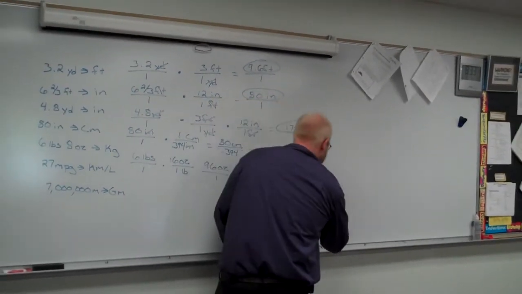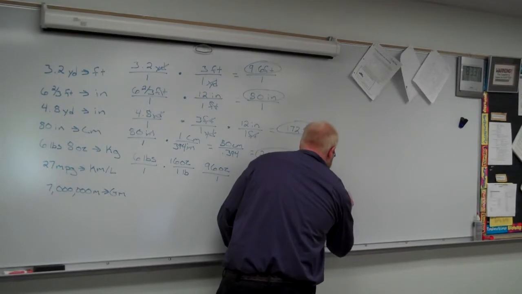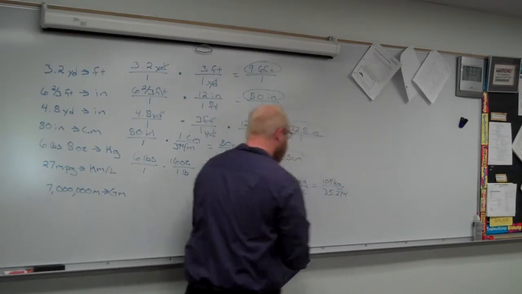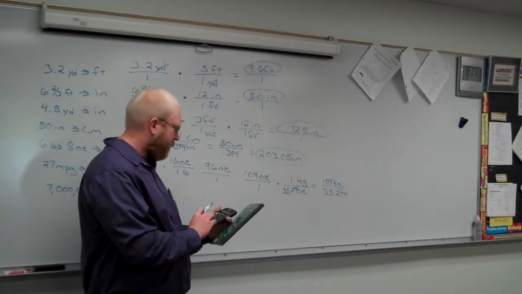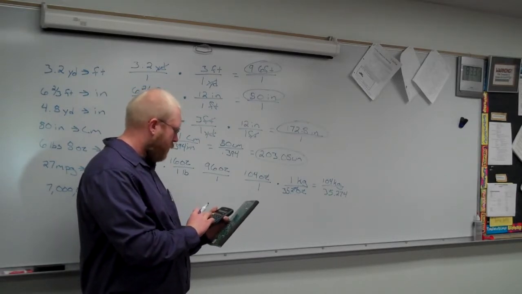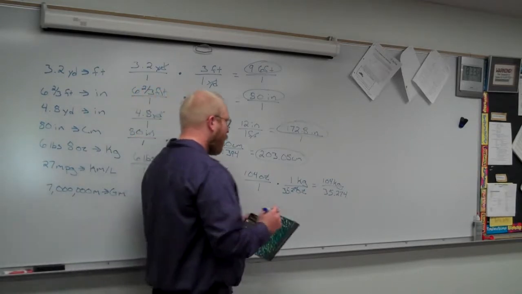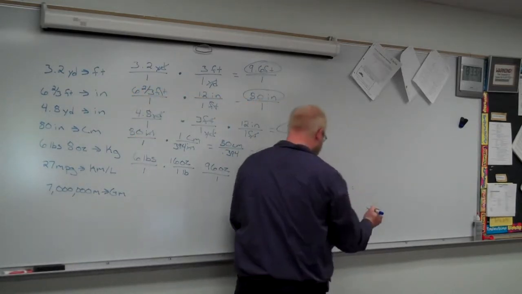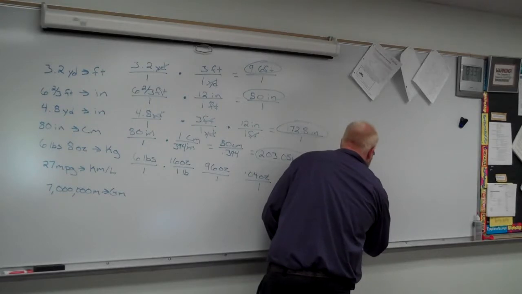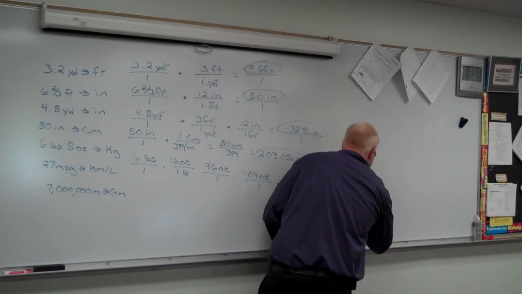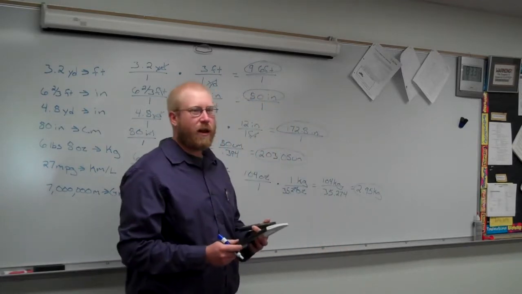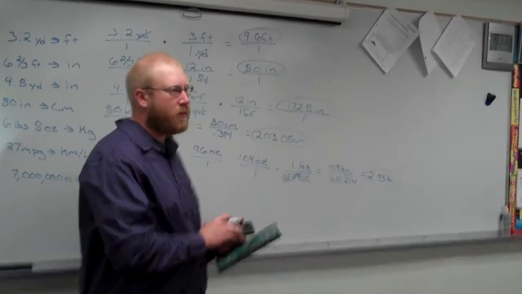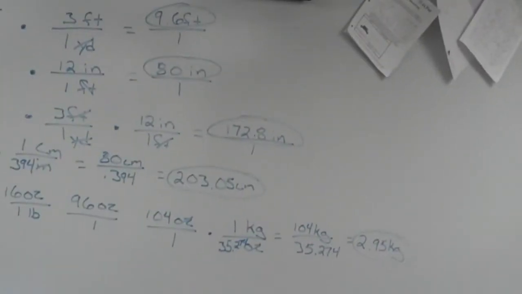Divided by 35.274, which is unitless because our ounces canceled. So now if I do that on my calculator, I find out that our daughter weighed approximately 2.95 kilograms. Questions on how I did that conversion? No, sir. Okay, so another example of going English to metric.